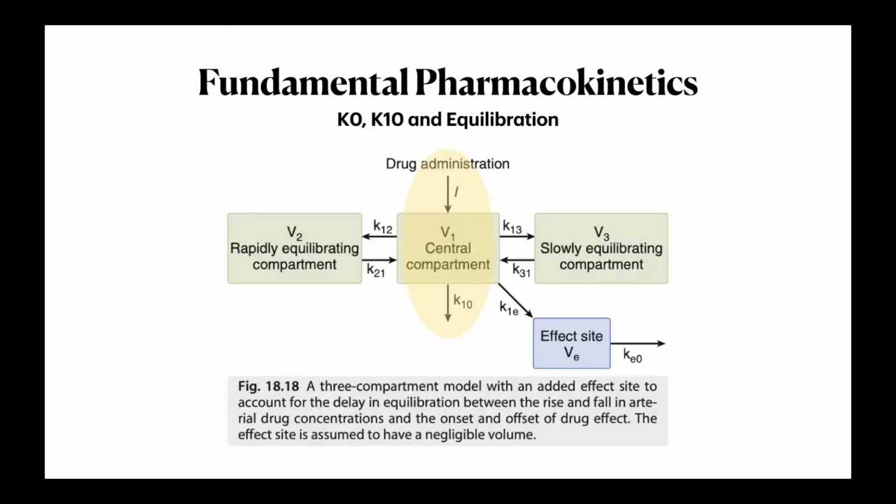To understand this, we have to take a step back. What we're going to do is look at the equilibration between drug administration and the central compartment. So drug administration is often called K0, and K10 represents your elimination rate constant.